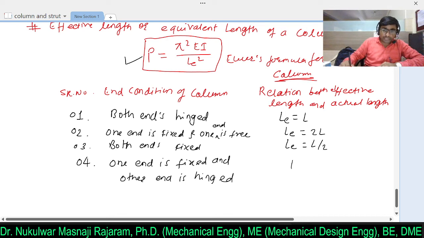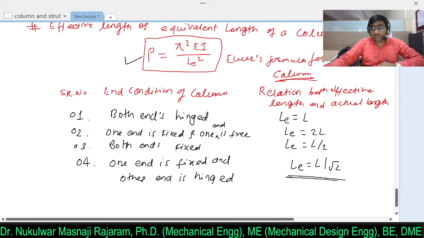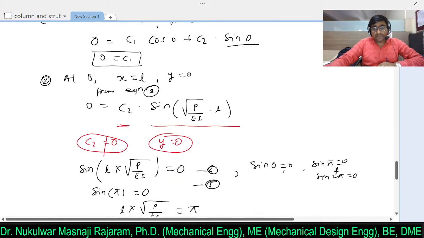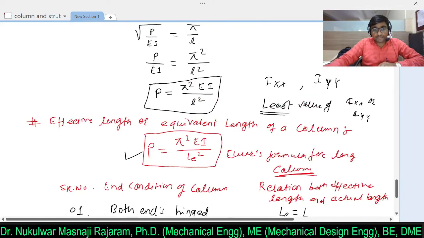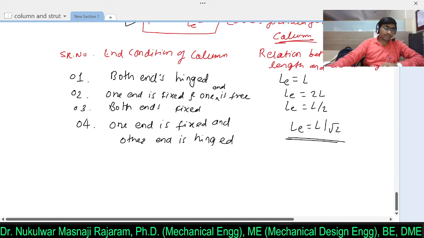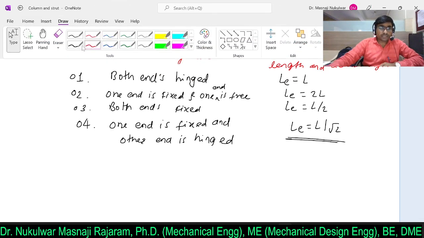Clear? So at that time we use the formula: equivalent length Le equals L by under root of 2. Simple. So you might be thinking, sir, how are you writing this? If you derive using the different end conditions, then you will get different values for the crippling load, and if you compare that with this equivalent length, then we will get this value. Simple. So I hope you understand this concept.